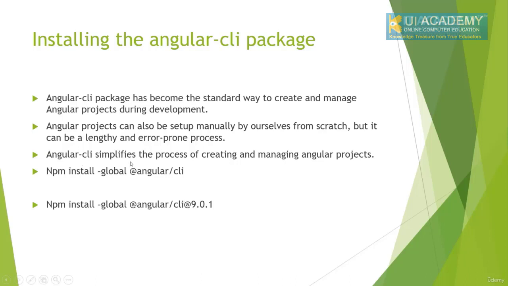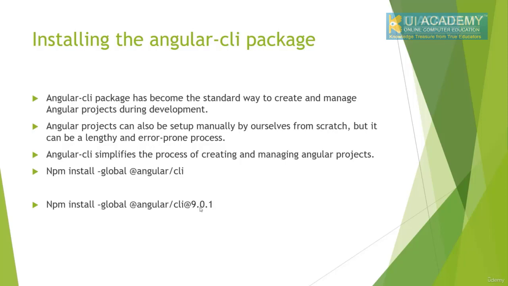So the Angular CLI package simplifies the process of creating and managing the Angular projects. So we can simply use the command npm install --global, or you can type just -g @angular/cli. If you use this command, this is going to install the latest version of the Angular CLI. But for any specific reason or requirement you want to install a specific version of CLI, then you should say npm install -g @angular/cli@ followed by the version that you require.